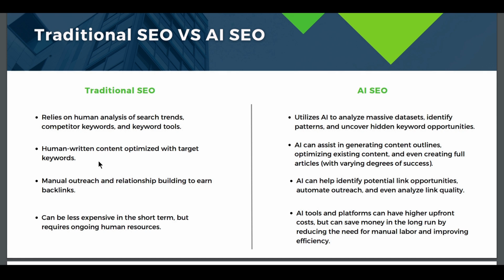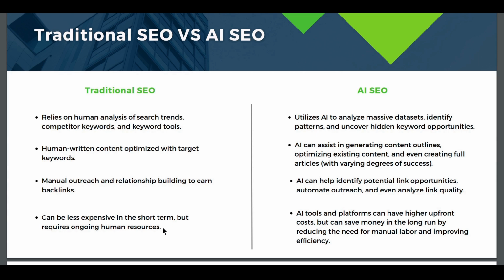So content: human written content optimized with target keywords is traditional SEO. And AI SEO can assist in generating content outlines, optimize existing content, and even create full articles. So we know this. Link building: manual outreach and relationship building to earn backlinks. With AI, AI can help identify potential link opportunities, automate outreach, and even analyze link quality. Okay. Let's talk about the cost. So how expensive is either of these going to be?